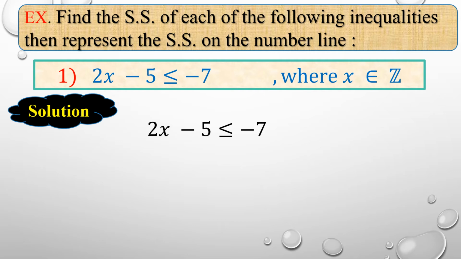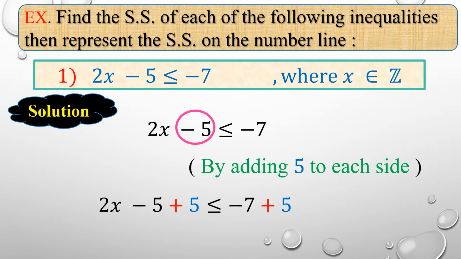We get rid of negative 5 by adding 5 to both sides. So 2x minus 5 plus 5 is less than or equal to negative 7 plus 5. We cancel positive and negative 5. The answer here will be 2x less than or equal to negative 2. Is it finished? No. Why? Because we said before, to get the solution set, we must find the variable alone without any number beside it or over it. Okay? So we will complete this question.